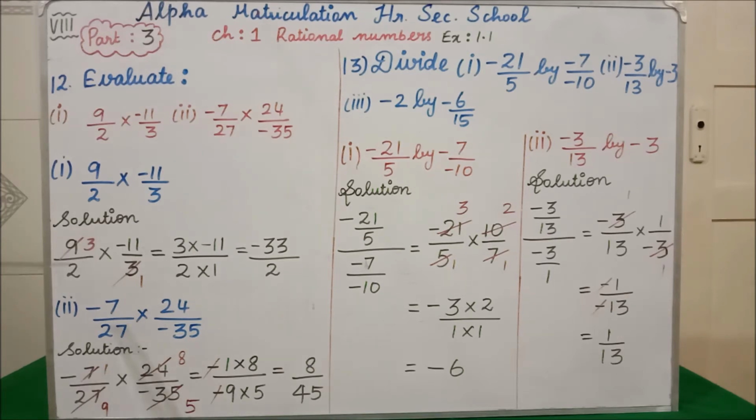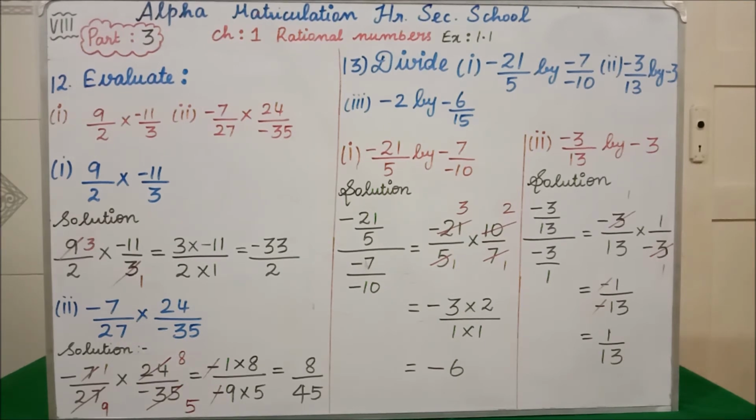9 by 2 into minus 11 by 3. You all know 9 and 2 will not get cancelled. Similarly 11 and 3 will not get cancelled. Then you have to see whether this 9 and 3 will get cancelled. Yes, it will get cancelled. So in 3 table, 3 how many times? 1 time. In 3 table, 9 how many times? 3 times. So after cancelling I have written 3.